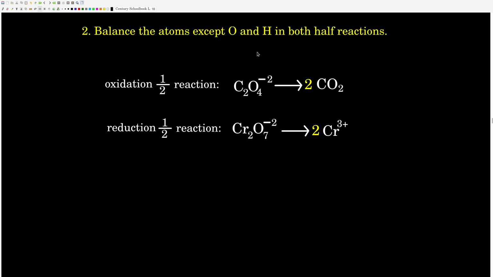Step 2 says balance everything except oxygen and hydrogen. Before I did that, I put this yellow 2 here to balance it: we had 2 carbons on the left, 1 on the right, so I put a 2 here as a coefficient. That's how you balance them, with the coefficients, right? And now we have 2 carbons on both sides. We're leaving the oxygen and hydrogen alone. Next, down here in the reduction half reaction, we have 2 chromiums on the left. We only had 1 on the right, so once more I put a 2 as a coefficient here. Now we have the chromium atoms balanced. Everything except oxygen and hydrogen is balanced. Now we go into the oxygen and then the hydrogen.